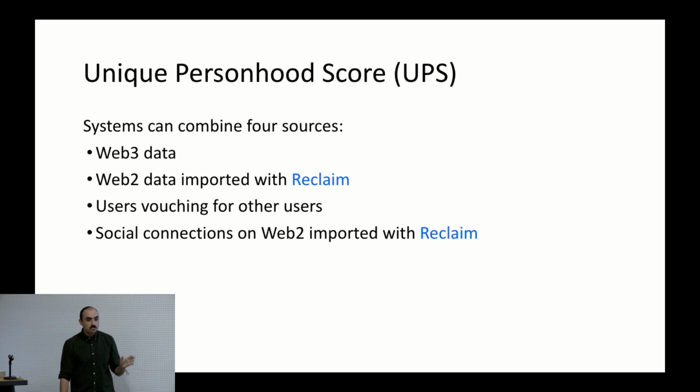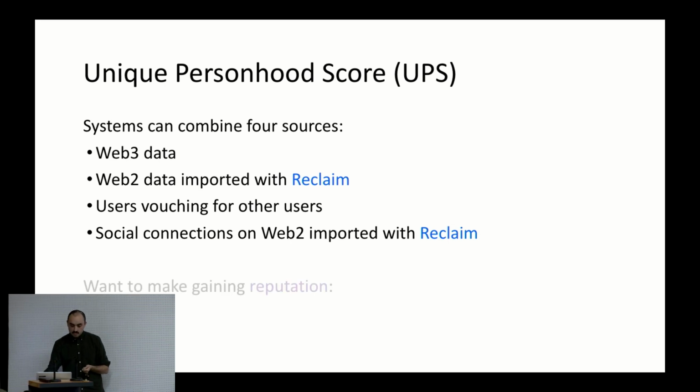But you could also import social connections from Web 2 with Reclaim. So if someone was to log into their WhatsApp and prove which users have sent them a message on WhatsApp, now you can start building out this social graph automatically without users having to one by one select who they've made connections to, which is probably a non-starter for a lot of people having to do that by hand. And you can do this in a way where you don't reveal the actual account names of the people, but still allows connections to be made on the social graph.